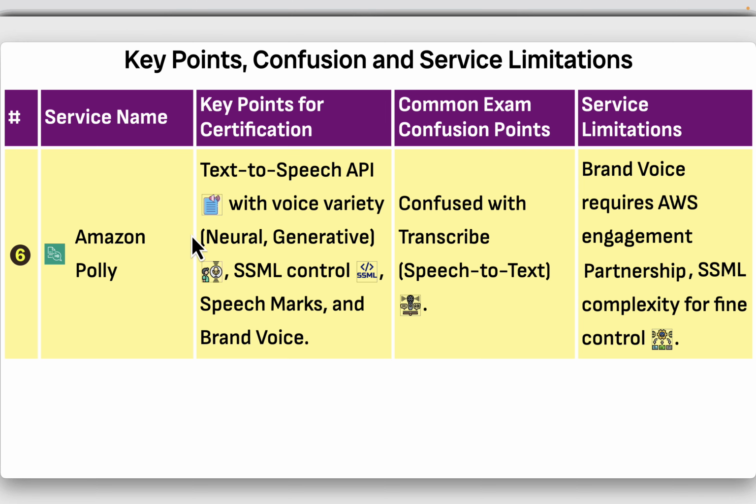Next, we have Amazon Polly. So key points for certification are text to speech API with voice variety. It can have neural as well as generative voices. SSML control. So this is a standard for marking, like taking a pause, breathing, or slowing down the voice, or speaking loud and all. So this is the XML-based SSML language standard. You can have speech marks and you can have brand voice also. So this can be confused with Transcribe, which is speech to text. Service limitation: brand voice requires AWS engagement, partnership, and SSML has complexity for fine control.